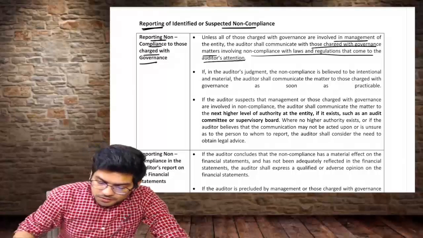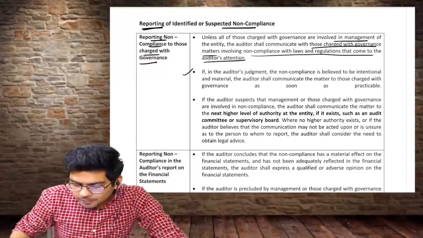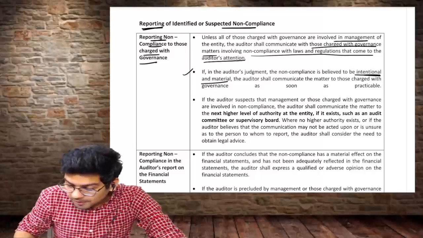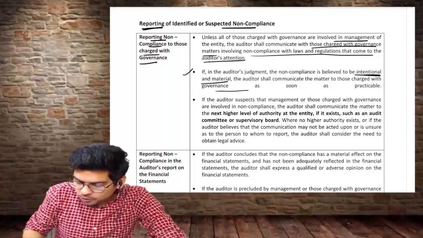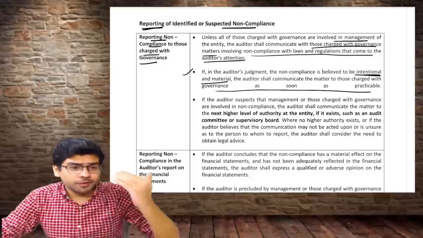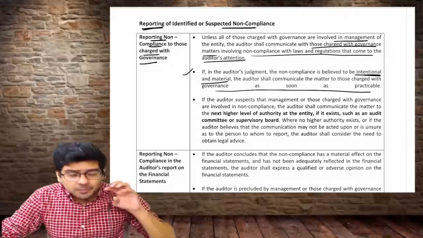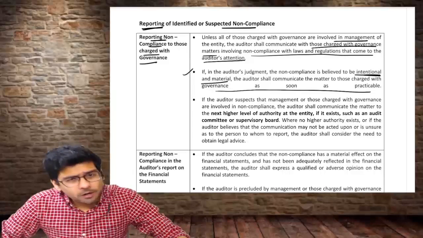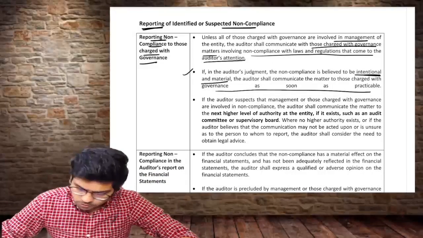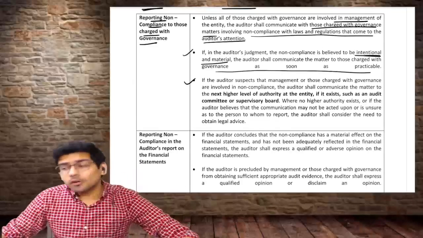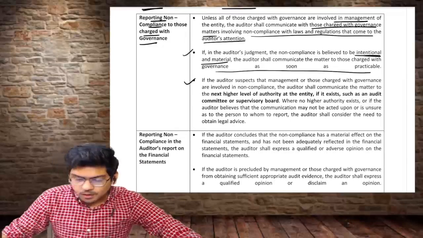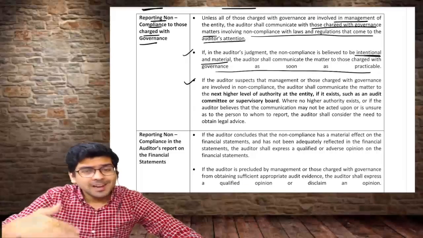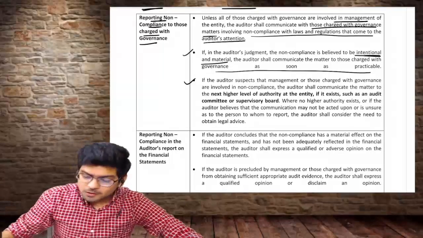Now the second point: if in the auditor's judgment the non-compliance is believed to be intentional and material, the auditor shall communicate the matter to TCWG as soon as practical. On top of it, if the auditor finds that this has been done intentionally, there might be some chance of fraud, and he is going to communicate immediately to TCWG. Now let's say the auditor suspects that the TCWG themselves are involved in the non-compliance. If management and TCWG both are involved, then what is going to happen?